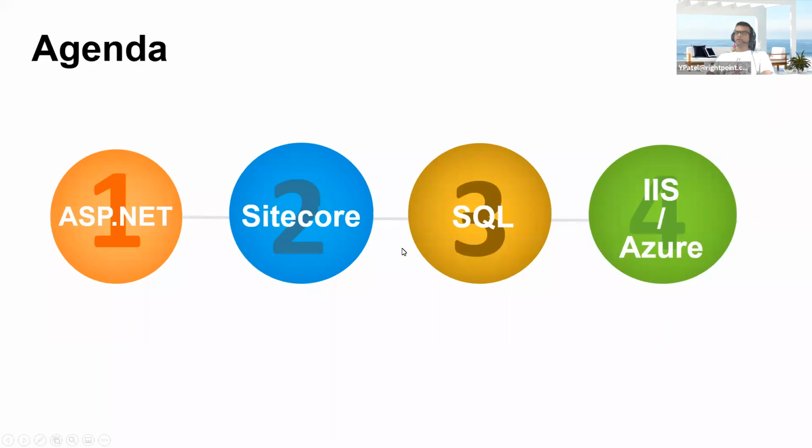So the agenda for today is we will see how we can configure ASP.NET, Sitecore, SQL, IIS, and Azure to optimize the performance. So basically, the agenda is not to cover anything from front-end side, like reducing the number of requests, caching CSS and JS, minify and merging. So it is only backend steps related to Sitecore or related to infrastructure.